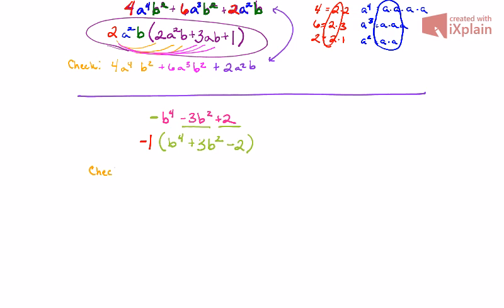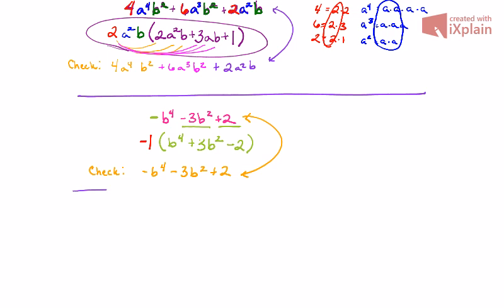Again, if we check, and we were to multiply this through, negative 1 times b to the fourth would be negative b to the fourth. Negative 1 times 3b squared would be negative 3b squared. Negative 1 times negative 2 gives me positive 2. So again, you can check and notice that we do get back to the original problem here.